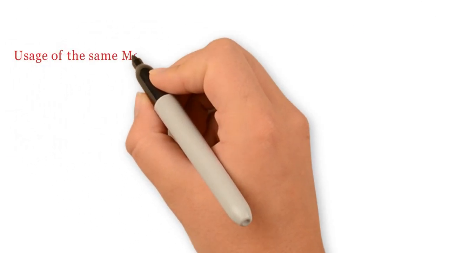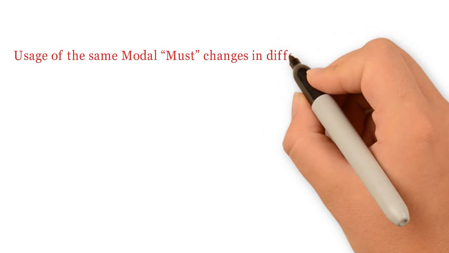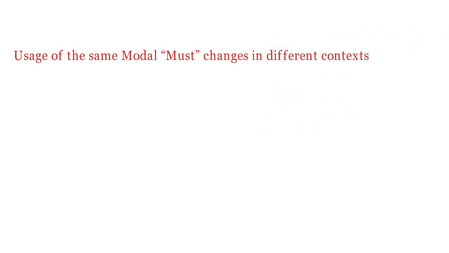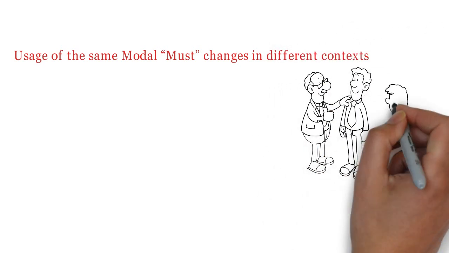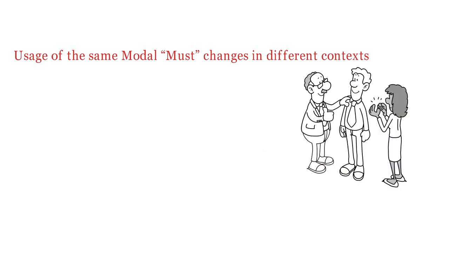For example, usage of the same modal must changes in different contexts. In a party, someone saying, "You must try this dessert," is a suggestion, while a teacher telling a student, "You must be in school on time," is a compulsion or a necessity.